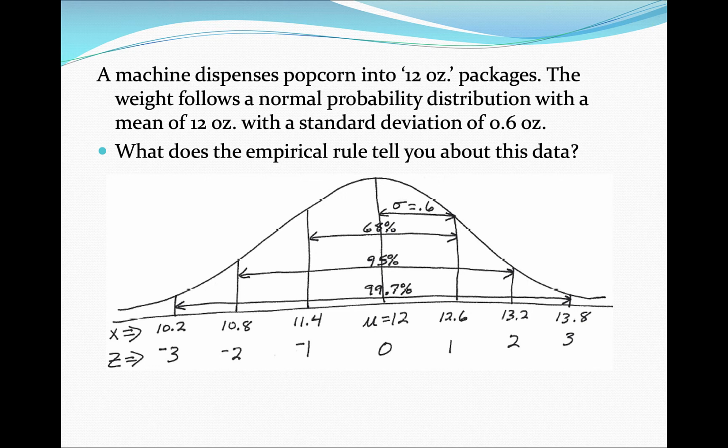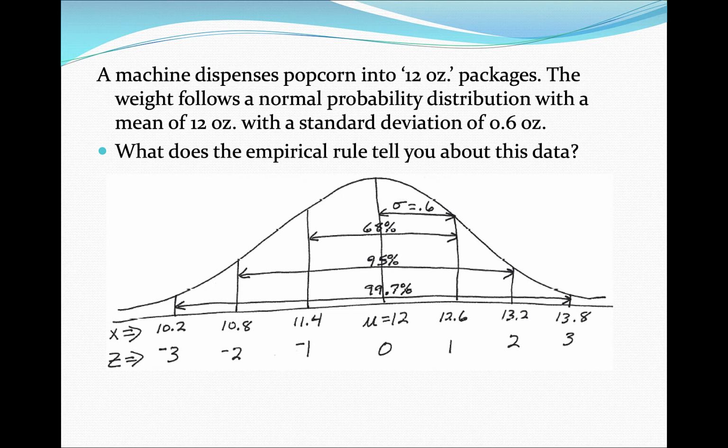And then if we go to the left, we just get the same thing, but we get negative. So if you take 11.4 minus 12, you get negative 0.6. Divide that by 0.6, you get negative 1. So you're 1 standard deviation below the mean. So you get 1, 2, and 3 standard deviations below the mean there. So if you get a negative z-value, that means you're below the mean. A positive z-value means you're above the mean.